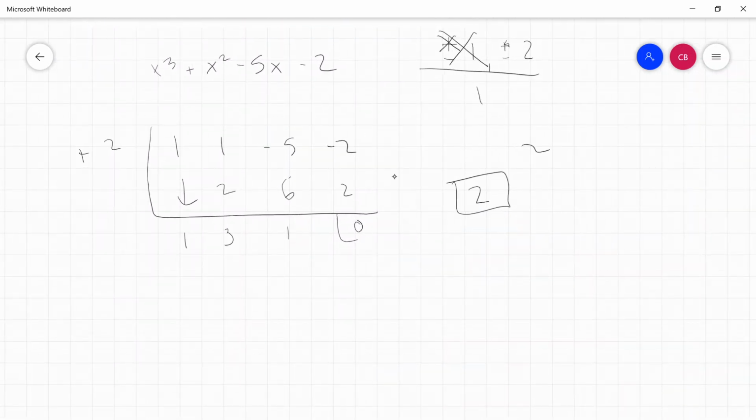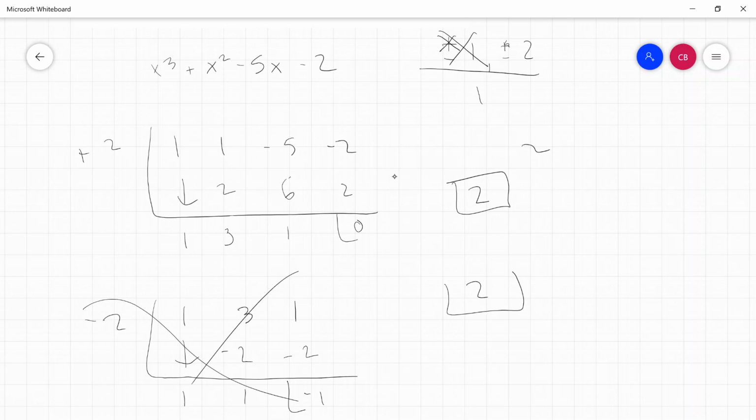Let's try 2 again. 2, 1, 3, 1. So they can work multiple times, so just so you know. So this is going to be 2, 5, 10, 11. Okay, that doesn't work. Let's do negative 2 now. So this is negative. This one doesn't work either. So this is 1, negative 2, 0. I'm sorry. It's not 0. That's negative 1. Didn't work. Okay, so there's only one real root. It's 2.